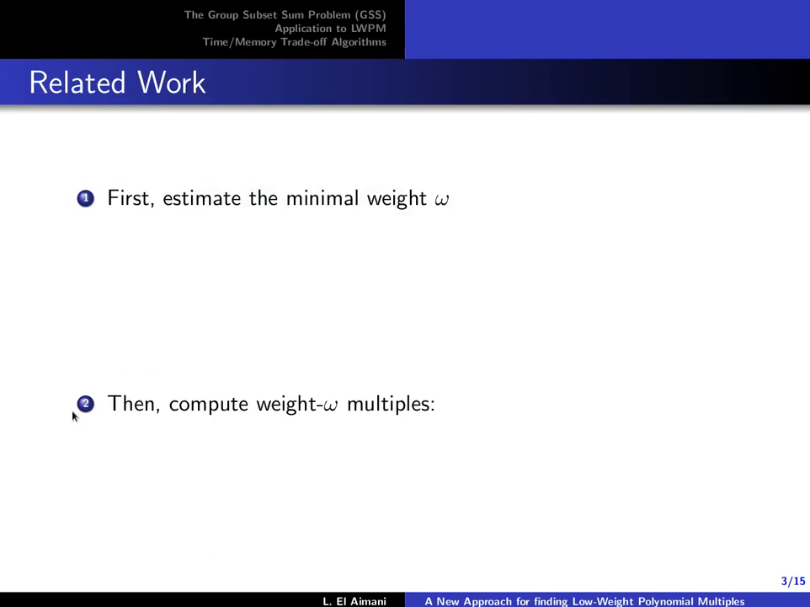The algorithms for solving the low-weight polynomial multiple problem operate in two steps. The first step estimates the minimal weight omega, and the second step computes the multiples with that estimated weight. To estimate the minimal weight, one solves for omega the following inequality. Actually, the minimal weight is the smallest omega such that this inequality holds.